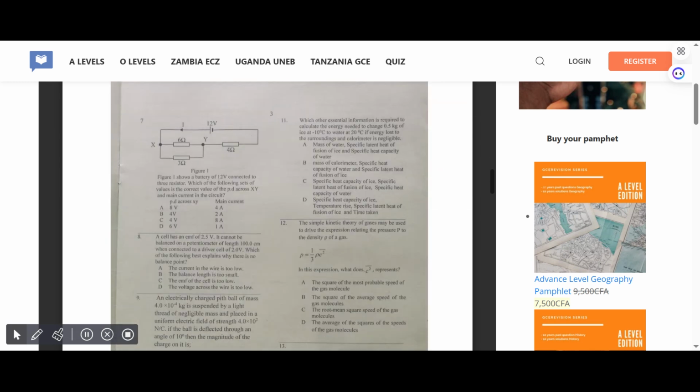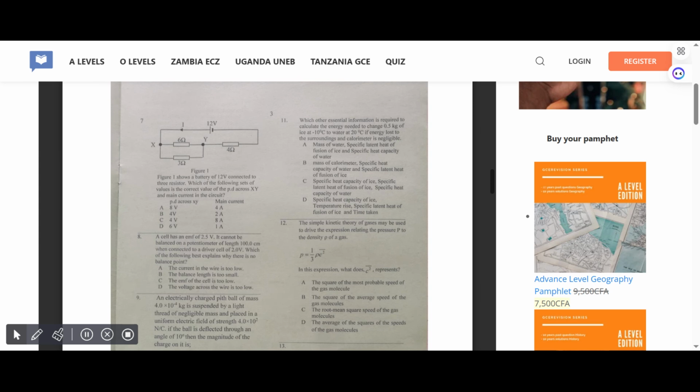Question 7. Figure 7 shows a battery of 12 volts connected to three resistors. Which of the following sets of values is the correct value of the PD across XY and the main current in the circuit? The correct answer for 7 is B, which is 4 V.